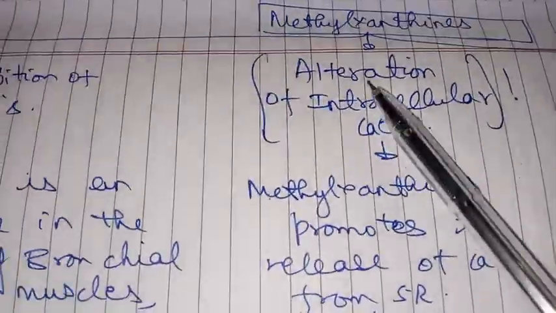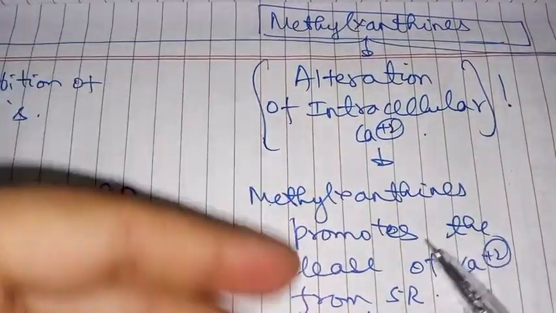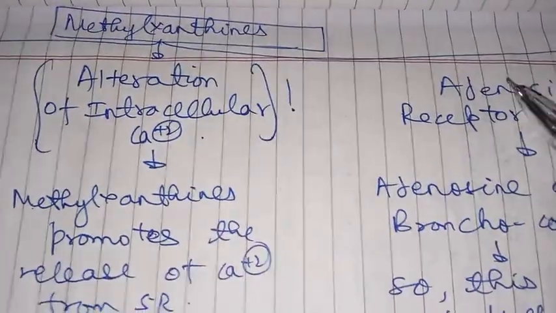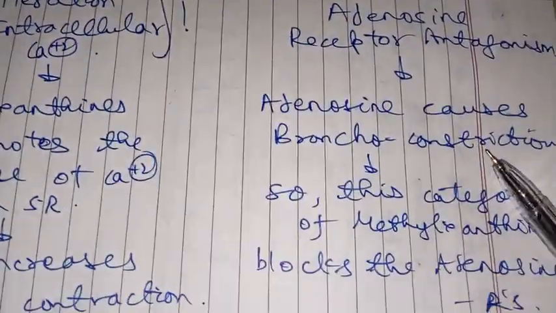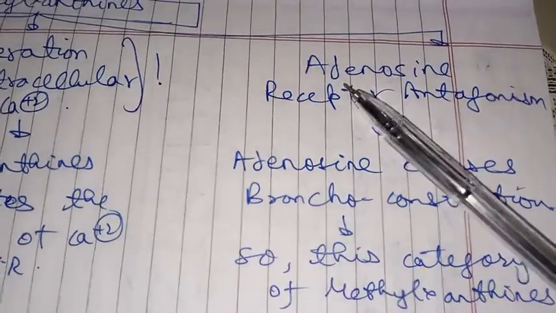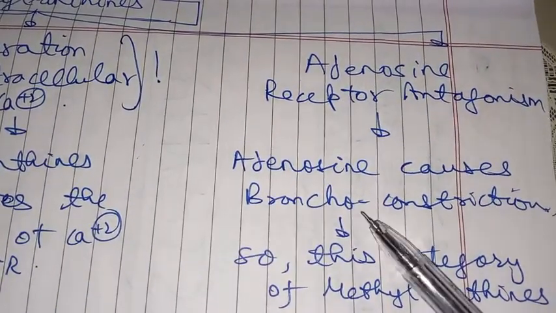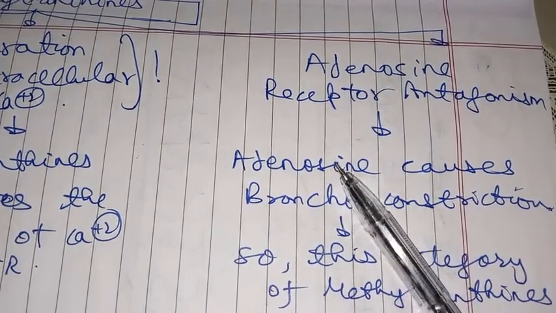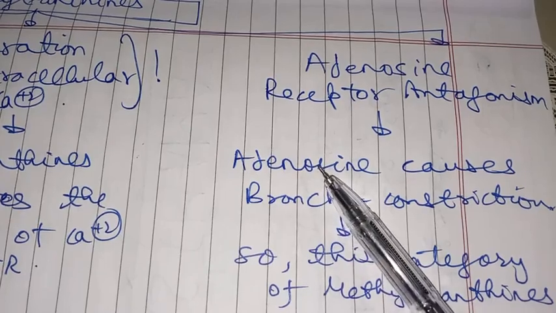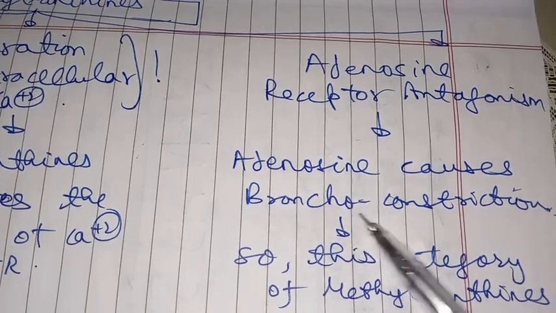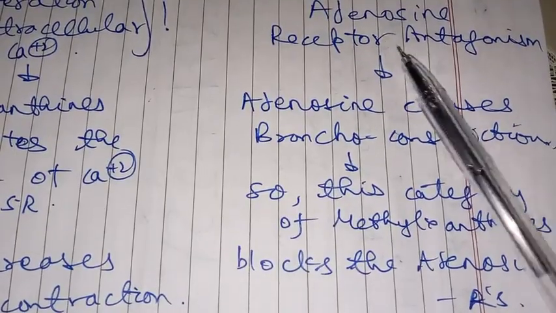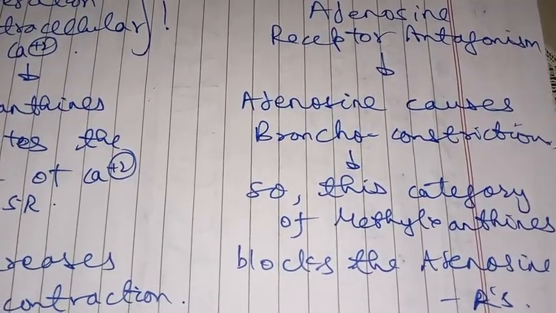Second is alteration of intracellular calcium. They alter the intracellular calcium by promoting calcium release from the sarcoplasmic reticulum. The third mechanism is also very important, just like the first one. Methylxanthine has three mechanisms of action. The third is adenosine receptor antagonism. Adenosine, a natural substance secreted by the body, causes bronchoconstriction, and so methylxanthine blocks adenosine receptors. Very easy. That is why they are called adenosine receptor antagonists.